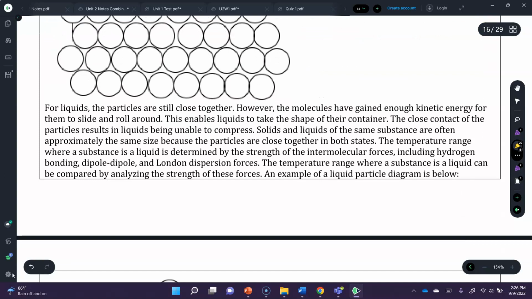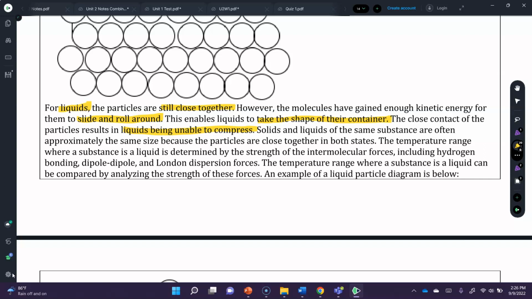For liquids, the particles are still close together. However, the molecules have gained enough kinetic energy for them to slide and roll around. This enables the liquids to take the shape of their container. The close contact of the particles still results in the liquids being unable to be compressed. Solids and liquids of the same substance are often approximately the same size because particles are close together in both states.